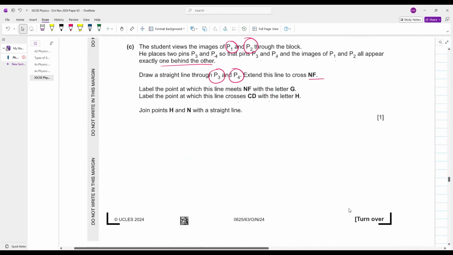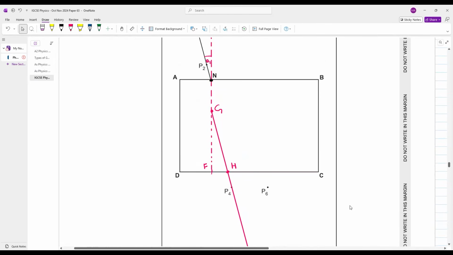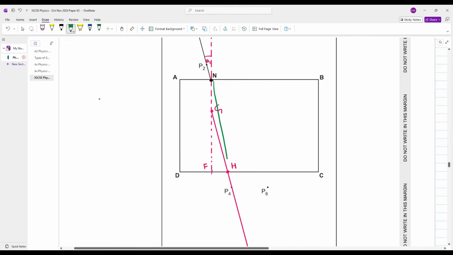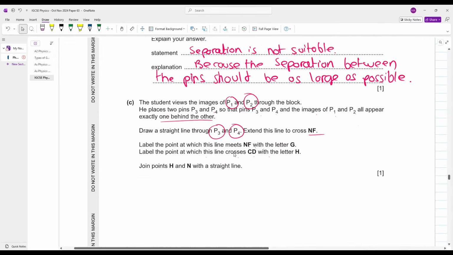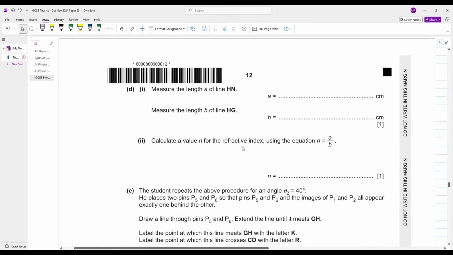Join points H and N with a straight line. Yes, H and N with a straight line. Okay, I think this is what is happening. I myself am confused. What is he trying to do here? Oh, I get it. I think I get it. Okay, you have to complete H and N. Okay, we have done that. Perfect. Nothing is left. Let's move ahead.